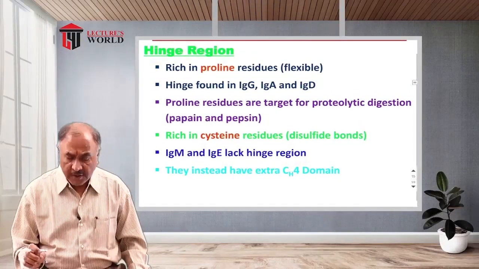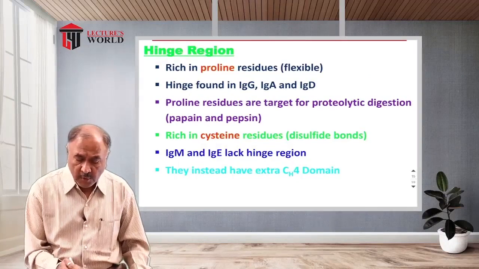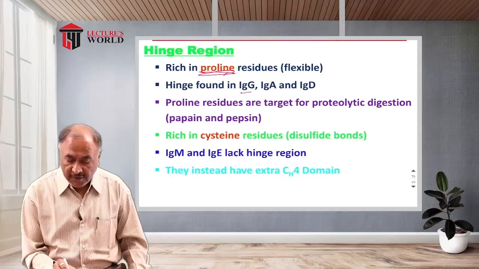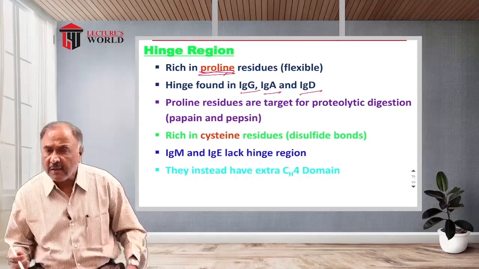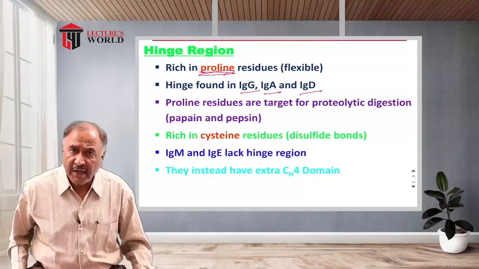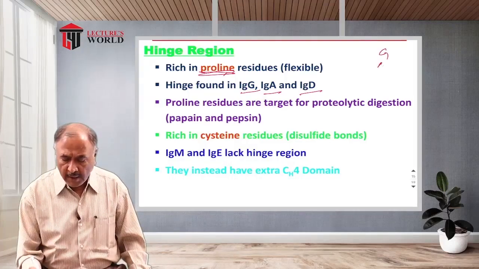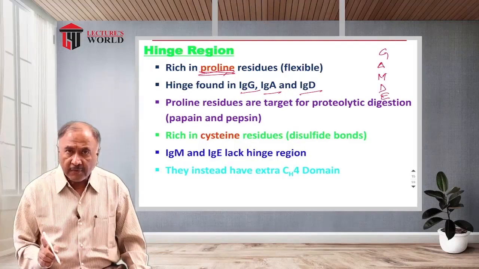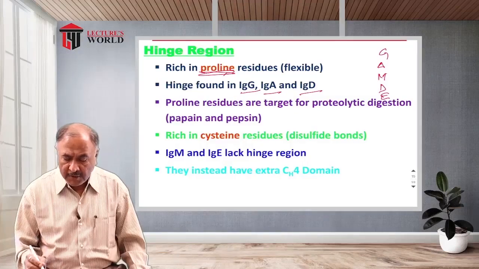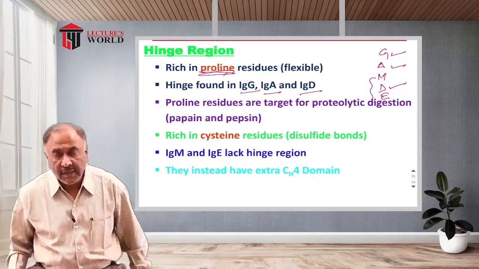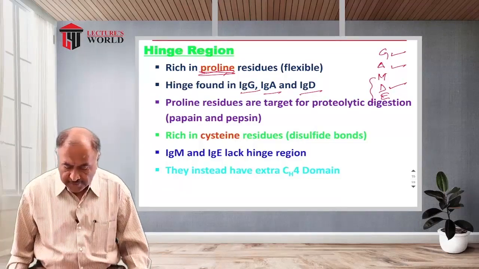Now, a little bit about the hinge region. The hinge region, as I have told you, is a flexible region rich in proline. The hinge region is found in IgG, IgA and IgD. What are IgG and IgD? That we'll discuss later. These are the different types of antibody. Basically, there are 5 types of antibody: G, A, M, D and E. So out of these 5 different types of antibody, the hinge region is found in G, it is found in A and it is found in D. M and E, they do not have that hinge region.